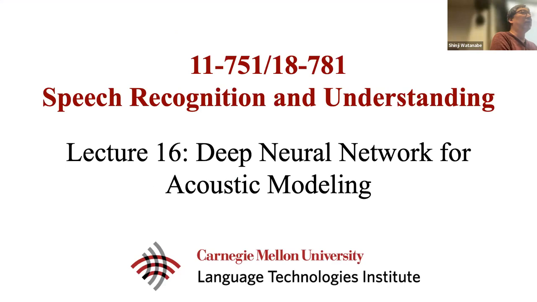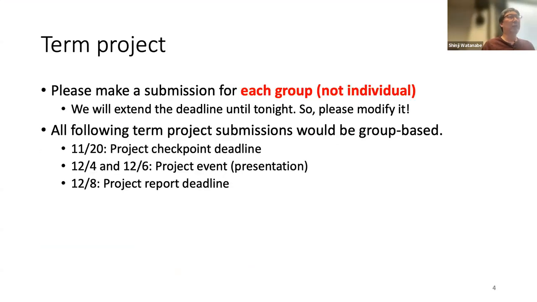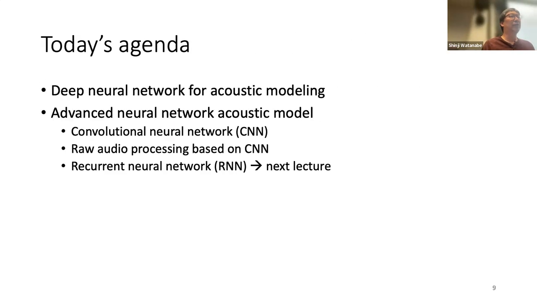In the previous lecture, I was explaining deep neural networks for acoustic modeling, the basic feed-forward neural network. Today I will explain the convolutional neural network, recurrent neural network, and transformer. Then we will also move to the neural network language model. Today I have to explain many things, so I will go through quickly. But if you have questions or missed some point, please feel free to ask me.